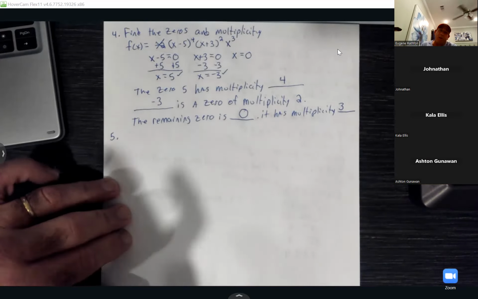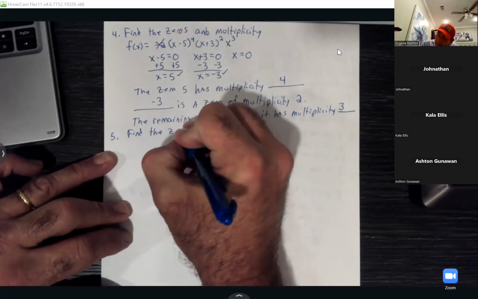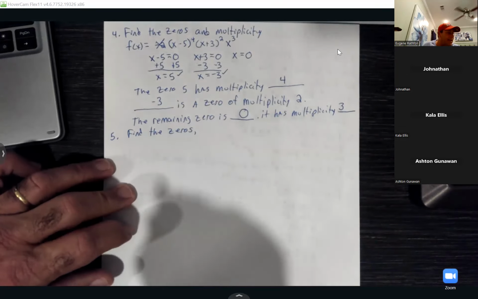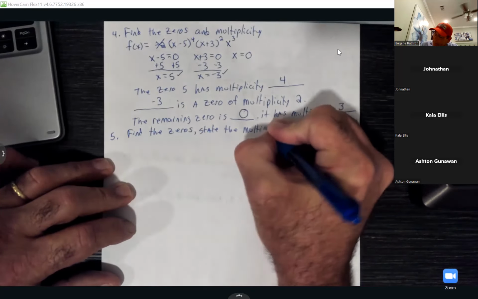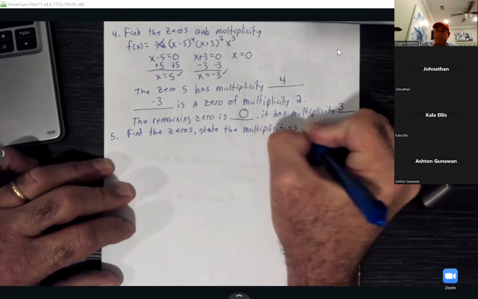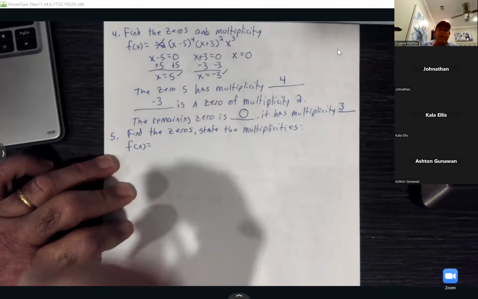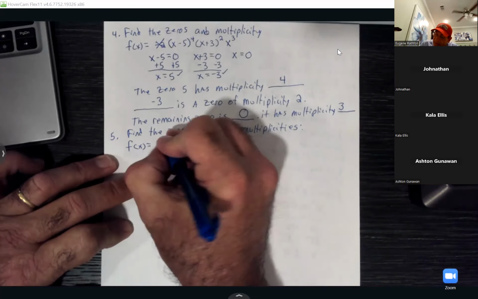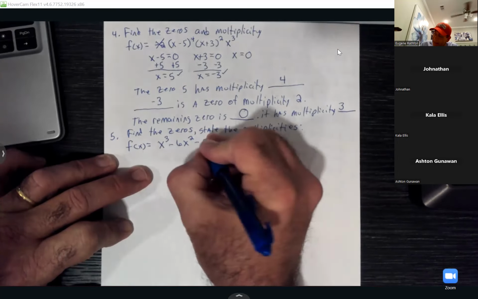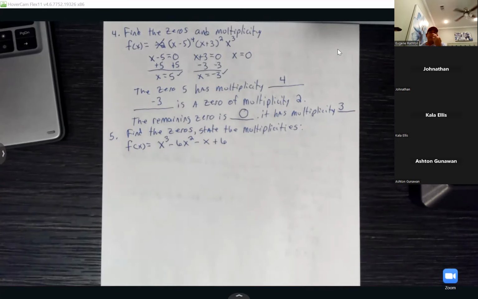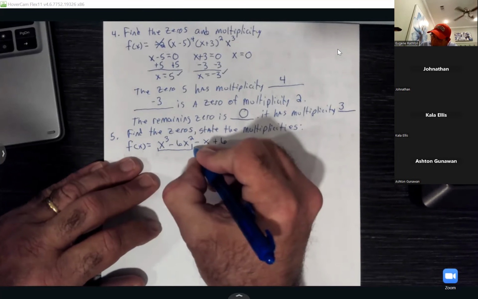All right, so number 5 is probably one of the trickier ones. It wants me to find the zeros again and state the multiplicities. But y'all, this one we're going to have to factor because they're giving me a polynomial that has not been factored. They're giving me x to the 3rd minus 6x squared minus x plus 6.